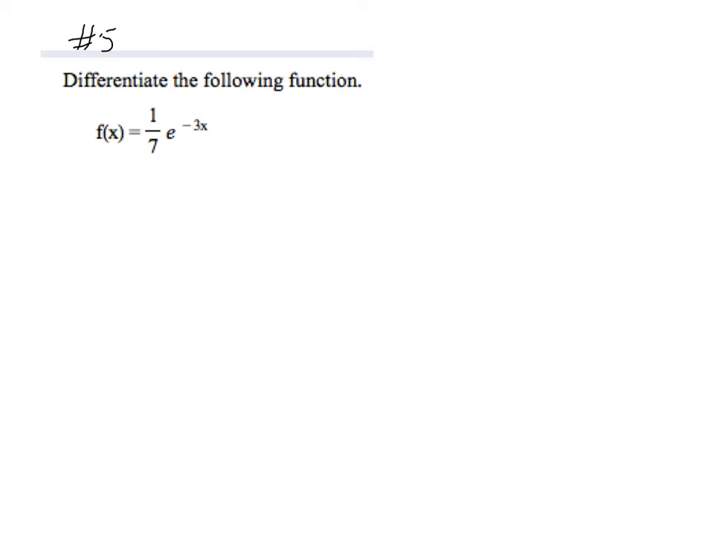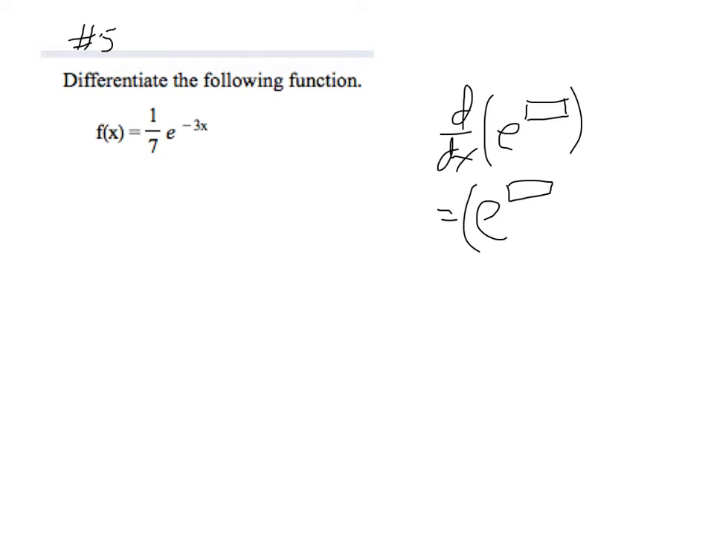Here's a solution comparing the answers to number 5 and number 6 from the section 3.1 homework. If you remember, the chain rule for exponential function says that if we take the derivative of e to any power, doesn't matter what's in the box, that derivative will be e to the same power, so it's exactly the same thing you started with, but then times the derivative of what was inside that box.